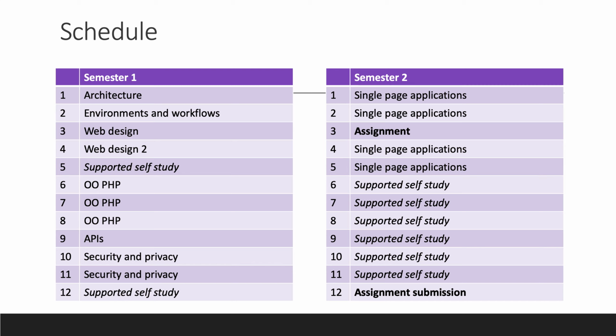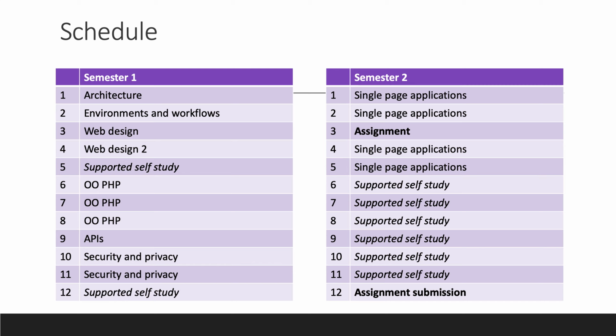From weeks 6 to 8, we start looking at object-oriented PHP. This is a really important part of the module and perhaps one of the tougher parts to get your head around. So it's very important that you keep up with them. And following that, in weeks 9 to 11, we build upon our object-oriented PHP skills to look at building things like APIs and to look at security and privacy issues. The final week, week 12 of this semester, will be another supported self-study session.